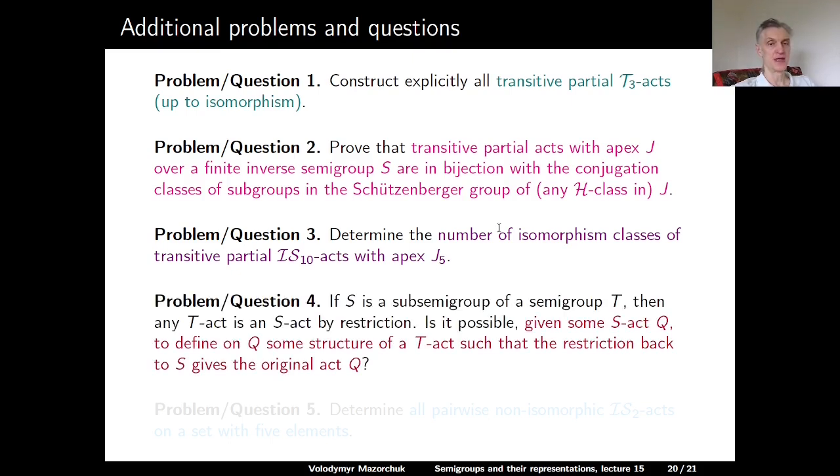Problem question 4. If S is a subsemigroup of a semigroup T, then any T act is an S act by restriction. Is it possible, given some S act Q, to define on Q some structure of a T act such that the restriction back to S gives the original act Q? Problem question 5. Determine all pairwise non-isomorphic IS_2 acts on a set with 5 elements.